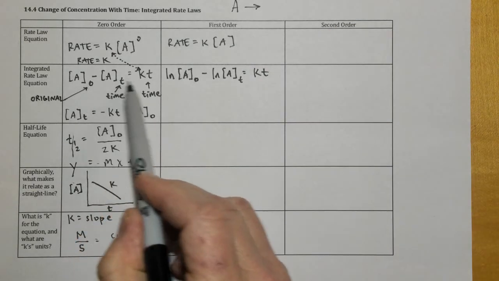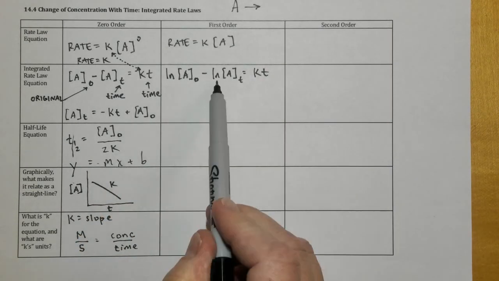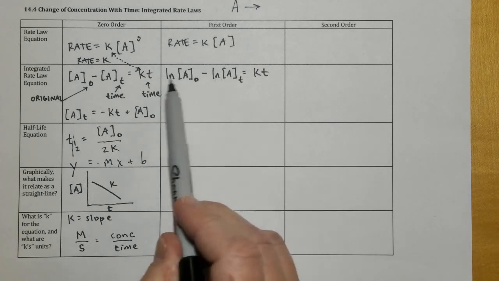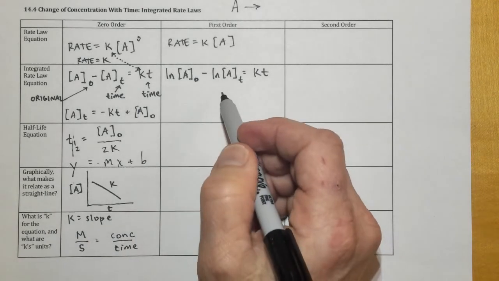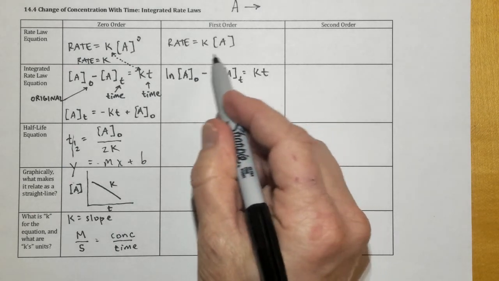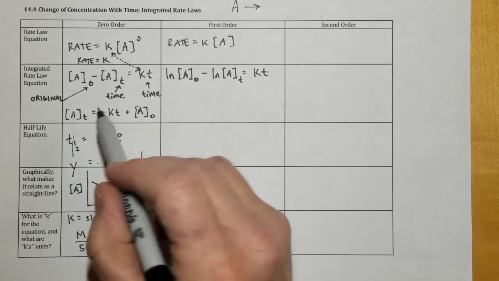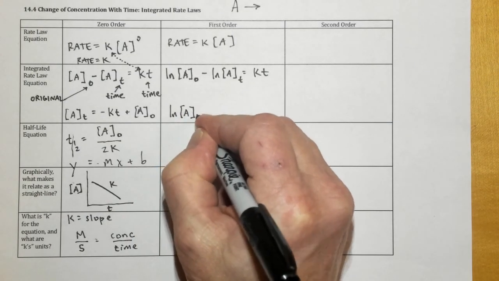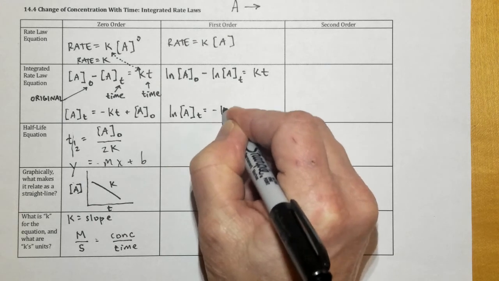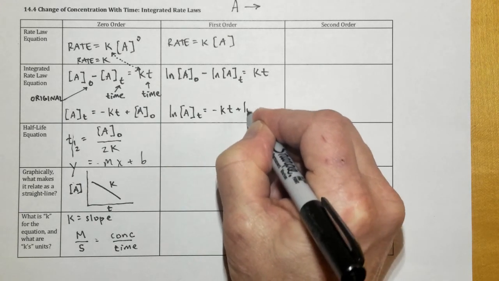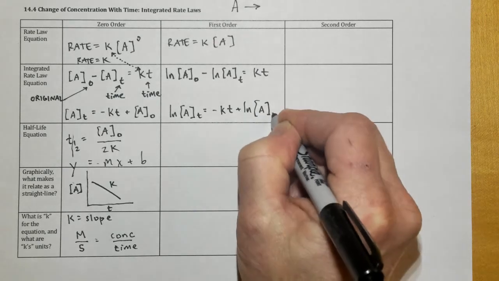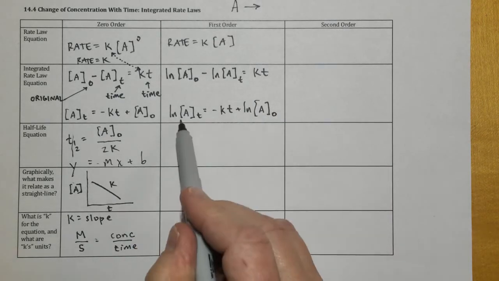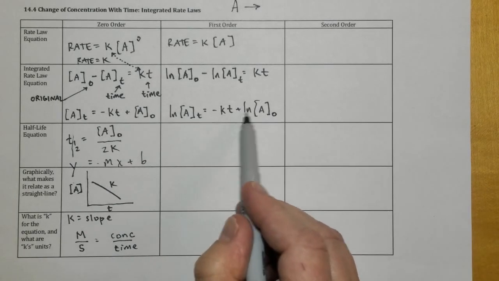So notice it takes a similar format right here, but now we have natural log. Yeah, it's the kind of log that you find out in your backyard because it's in nature. Yep. So anyway, then you can take this and rearrange it just like we did here. And so you can have the natural log of A at some time is equal to negative KT plus the natural log of A original. And this then is that same format of y equals mx plus b.